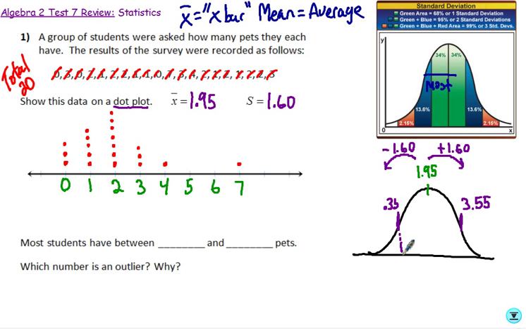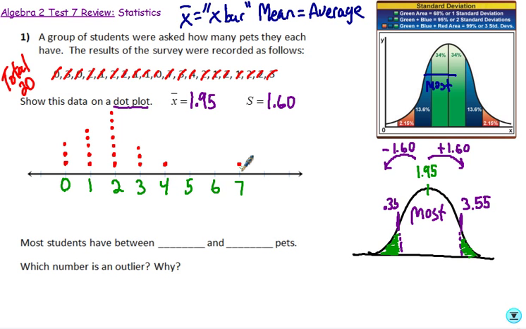So what this is telling me is that most people, not all, right, because there's still this piece over here, and then there's still this piece over here. So did everyone have in between 0.35 and 3.55 pets? Well, no, because there were some people that had 0 pets. This person had 4. This person had 7. So it doesn't cover everyone. It just covers most. Obviously, you can't have 0.35 of a pet. You can't have 3.55 pets.